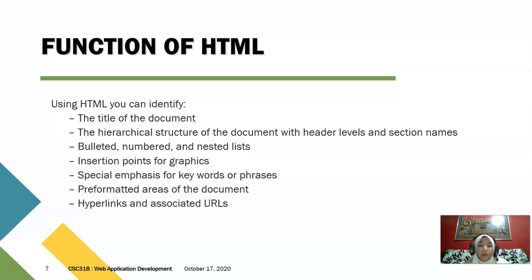And then we can also identify bulleted, numbered, and nested lists, and you can insert graphic elements, and you can emphasize keywords. That one is for the font formatting, hyperlinks and also the URLs.